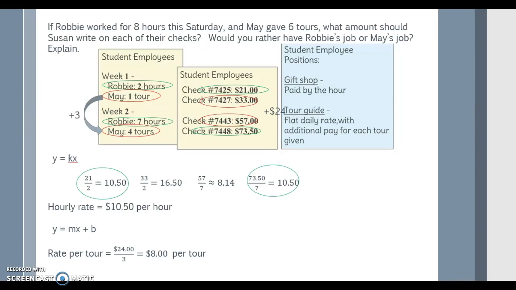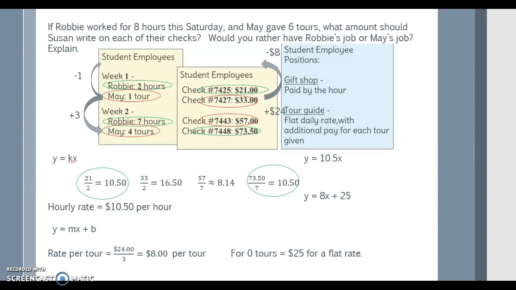So from 1 tour to 4 tours and from $33 to $57. So we go from 1 tour to 4 tours, which is a change of 3, and from 33 to 57 is a change of $24. That must mean that she gets $8 per tour. And if we go back 1, from 1 tour to 0 tours, and take $33 minus her $8 per tour, that would mean that she gets $25 for a flat rate.